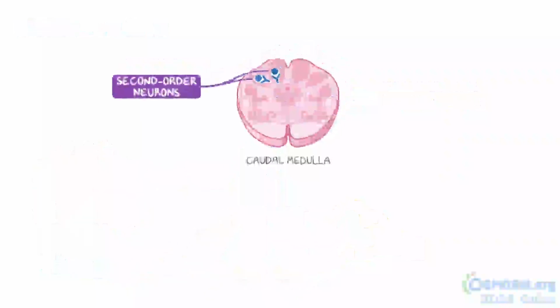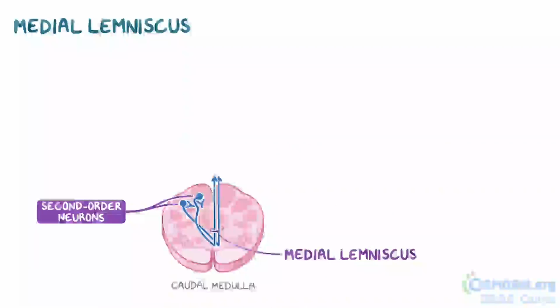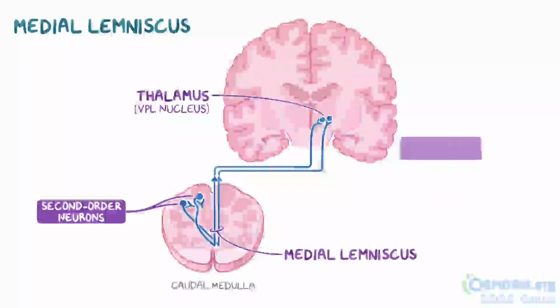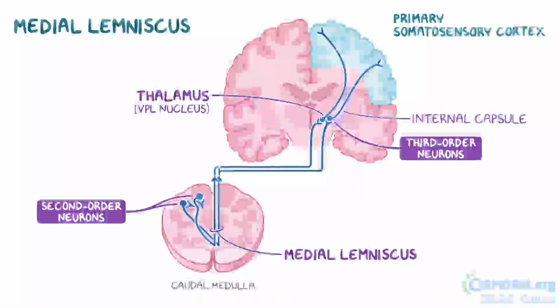Second-order neuronal axons now decussate and form a pathway called the medial lemniscus. The medial lemniscus ascends to the thalamus, more specifically to the ventral posterolateral, or VPL, nucleus, where the fibers synapse on the cell bodies of the third-order neurons. Finally, the third-order neuronal axons from the thalamus ascend towards the cerebrum through the internal capsule to the primary somatosensory cortex, where they terminate on the fourth-order neurons, the final destination for the dorsal column medial lemniscus pathway.